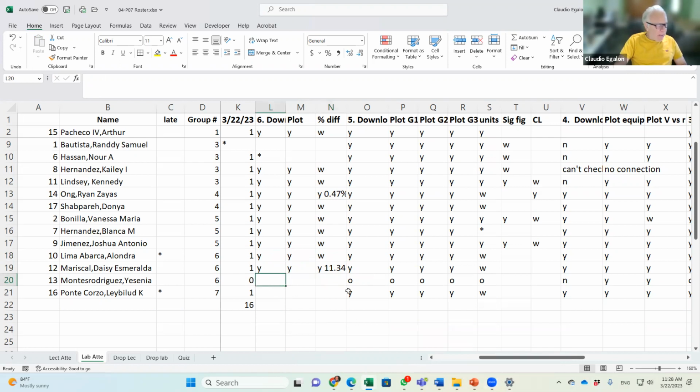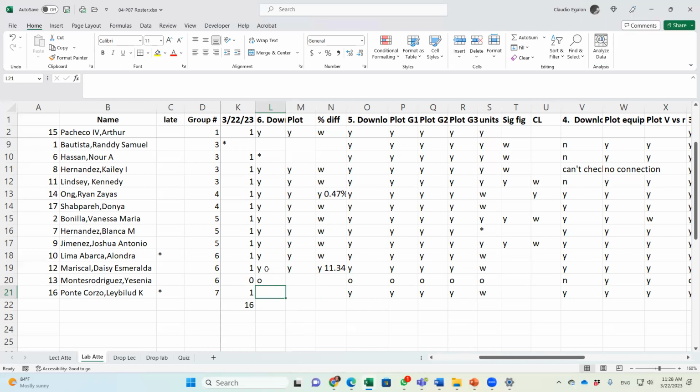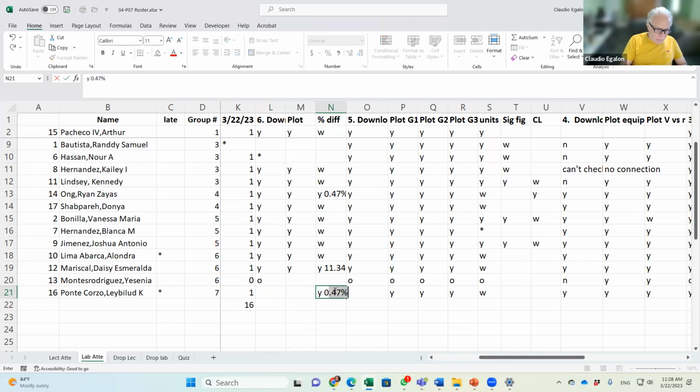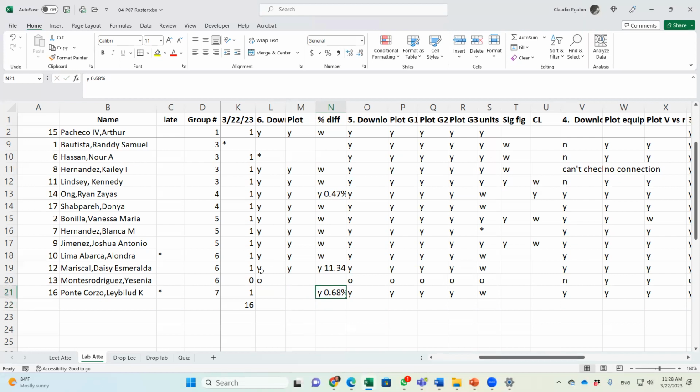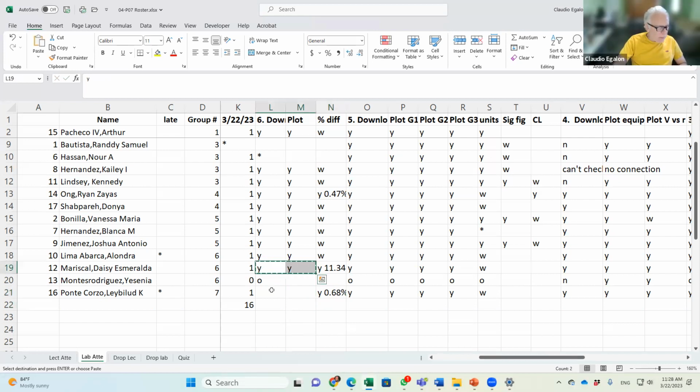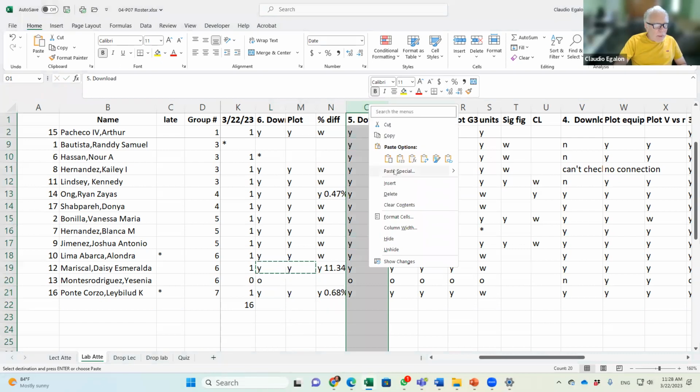And let's see. Yesenia, is Yesenia? No, Yesenia is not here. Leiblut? Yes, I was able to plot the graph and I got a percentage difference of 0.68. Okay, 0.68. Yes. Okay, and you did everything else, right? Let me check group. Okay, thank you, Leiblut, and start working on the rest, right?